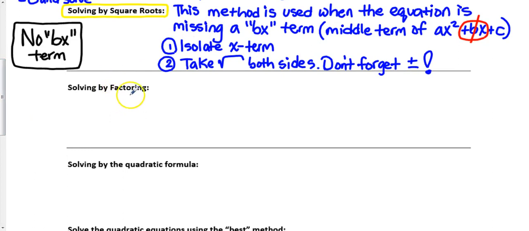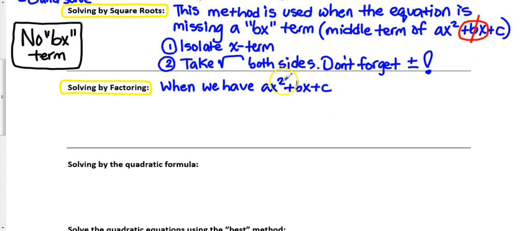Next is solving by factoring. So let's highlight that. We use this method when, so you can either write this method is used or just start with when we have ax squared plus bx plus c. So notice now we have the middle term.